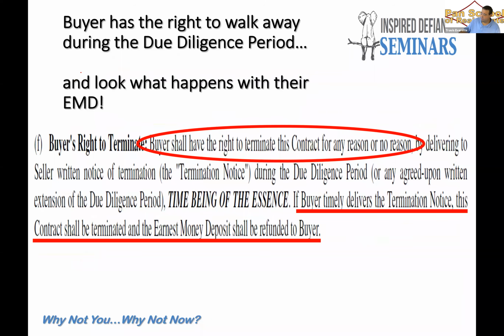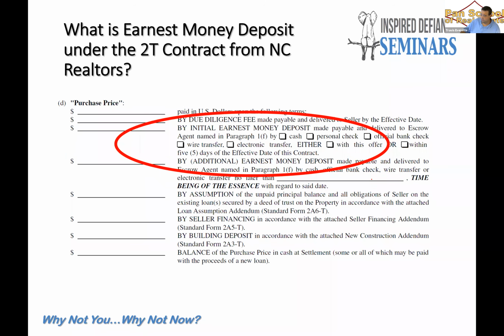And then this is what we talked about as far as the earnest money deposit. It says the buyer shall have the right to terminate this contract for any reason or no reason, as long as they do it during the due diligence period. If the buyer timely delivers the termination, the contract shall be terminated and the earnest money deposit shall be refunded. But only if they terminate during the due diligence period. If they go past the due diligence period, they're not getting their earnest money back either.